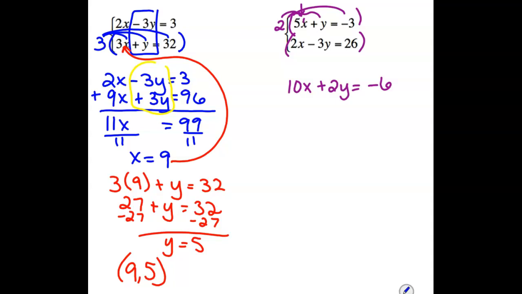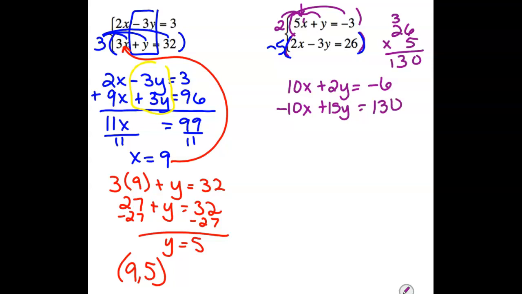That means I have to get a -10x for my second equation. So I'm going to have to multiply this one by a -5. And I could have put the negative with the 2 and multiplied that into the top equation and then had the +5 for the bottom equation. Either way would work. Multiplying through a -5 gets me -10x, +15y, and then 5 times 26. Let's work that out. We've got 30, so 130. And it's a -5 times a +26, so it's going to be negative.